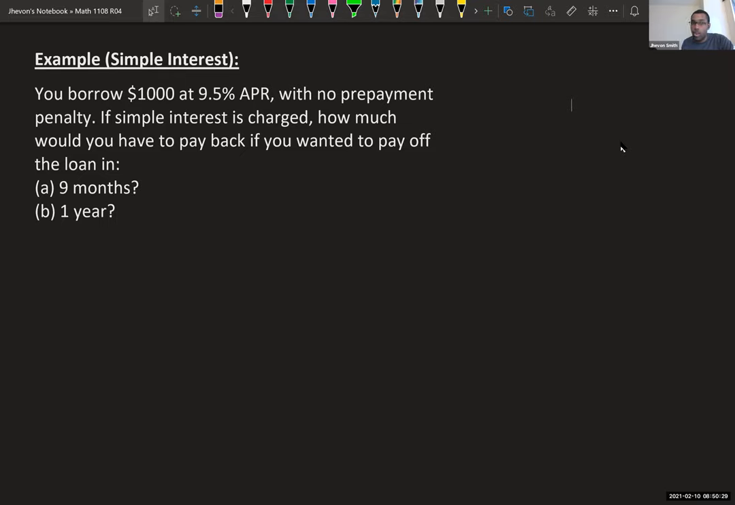If you pay it off early, it's no big deal, okay? Now, if simple interest is charged, how much would you have to pay back if you needed to pay off the loan in 9 months' time or in a year's time, okay?